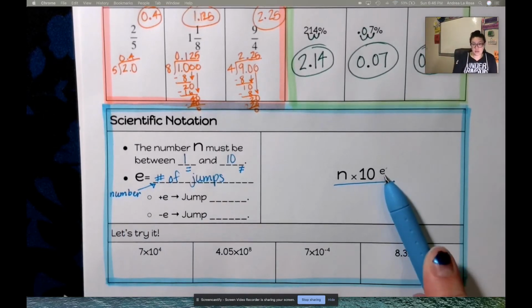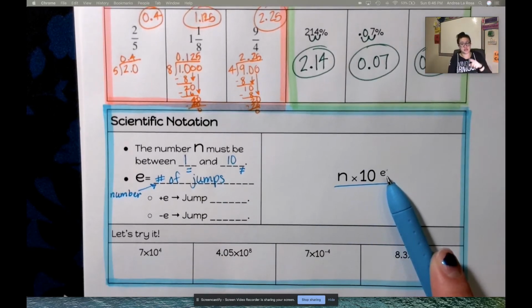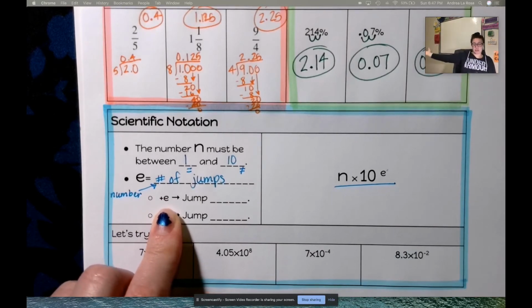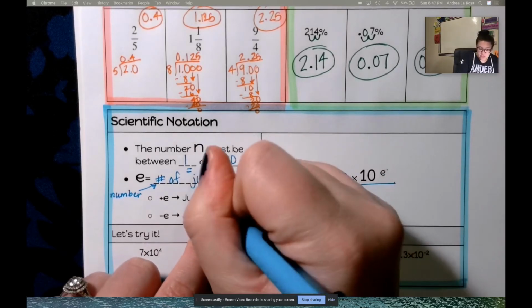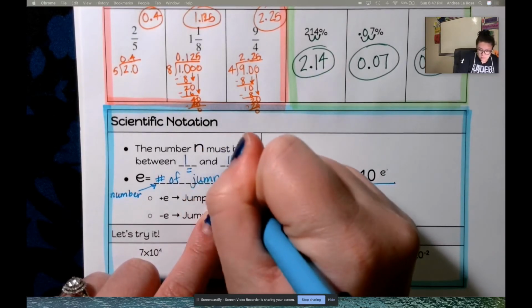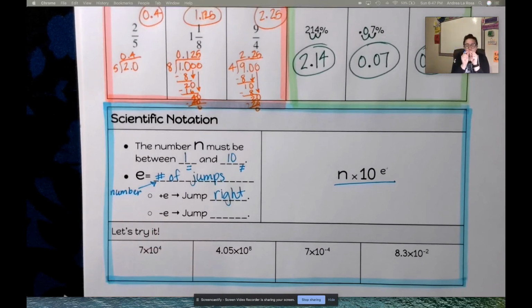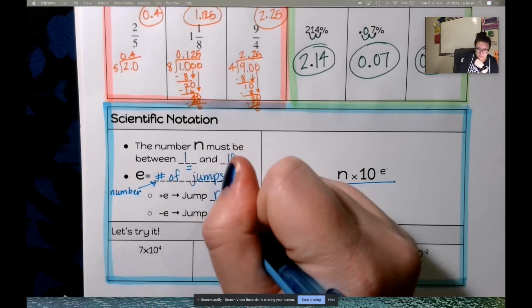So that exponent, that's how many times we're multiplying by 10. So that means it's how many times our decimal is going to move. If I have a positive exponent, my number is going to be big, so my decimal is going to jump to the right. If my exponent is negative, it's going to be a small decimal, so my decimal is going to jump to the left.